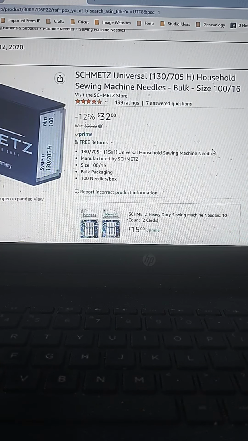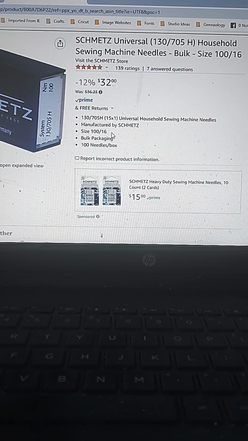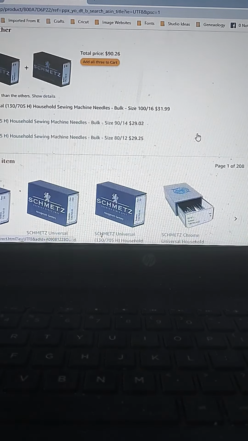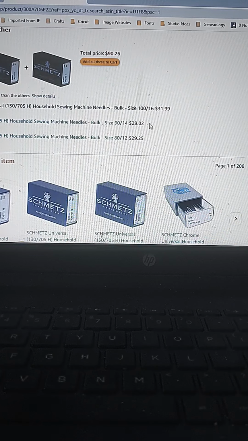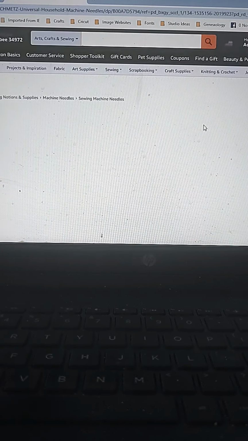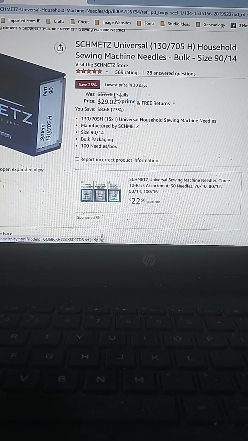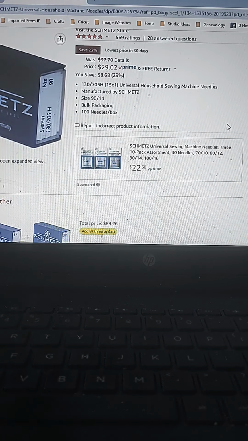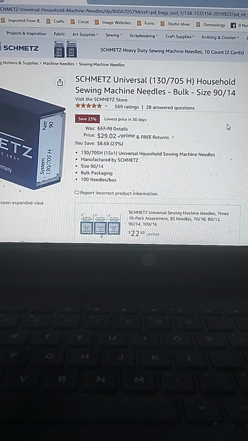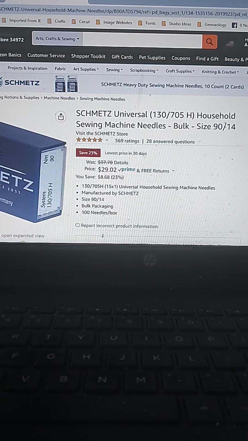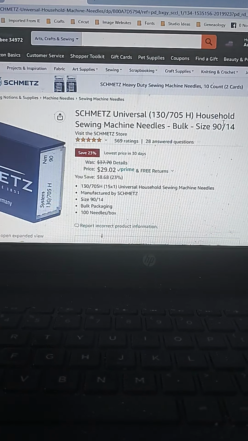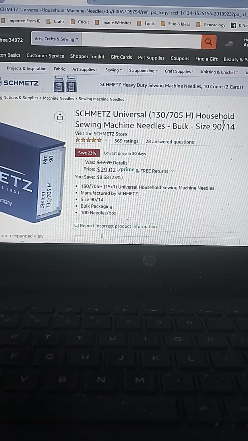These are 130 by 705, size 100/16. I use these a lot when I quilt on my Juki, and they work great. Down here, you can see some other deals on them. These are 90/14, which is also a common size that I use. Normally $38, now $29.02. If you need machine needles for your sewing machine, this is a great day to go ahead and look on Amazon and see what you can find that you might be interested in having. And these are some good deals. So definitely worth taking a cruise around Amazon today.